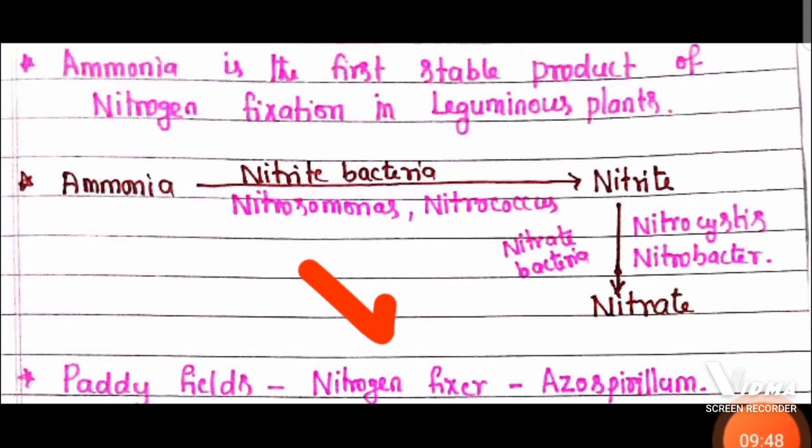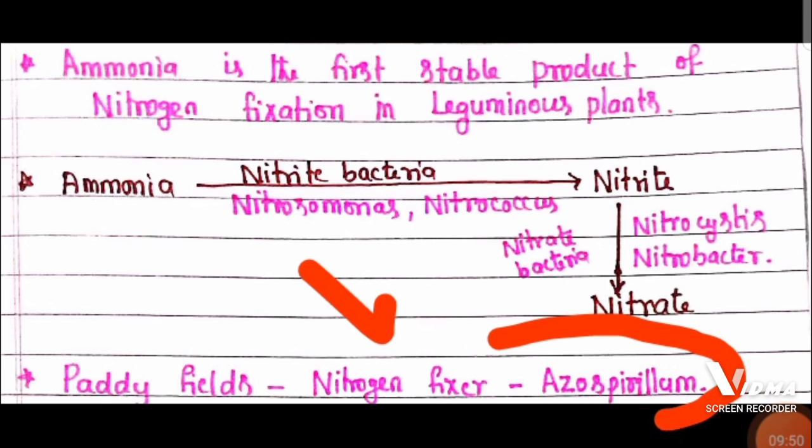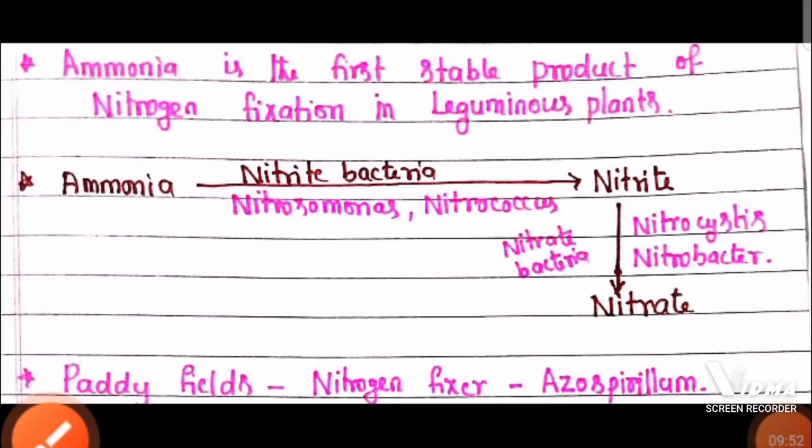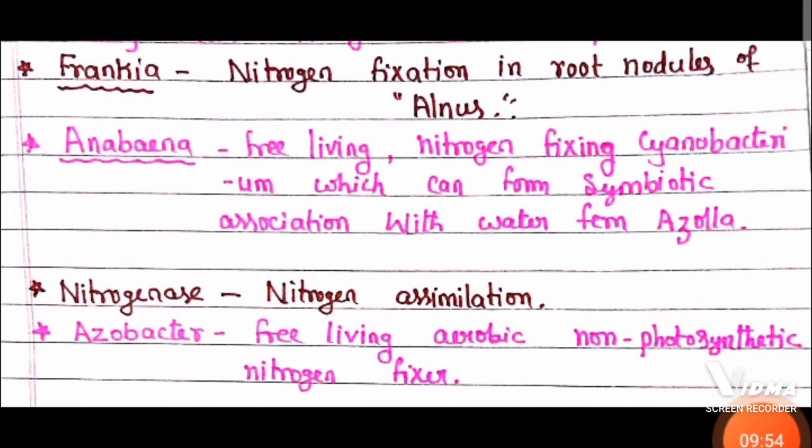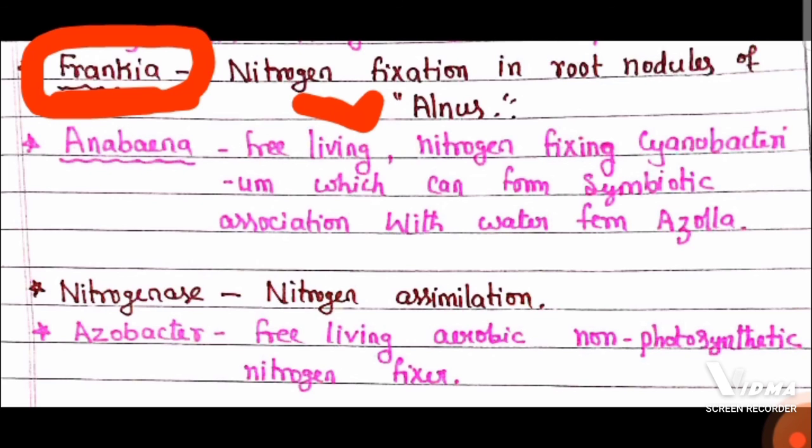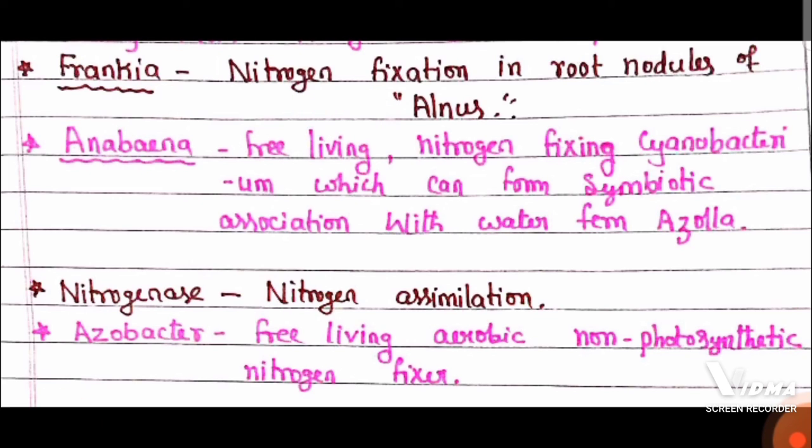In the paddy field, the nitrogen fixer is a bacterium called Azospirillum. Azospirillum in the paddy field fixes nitrogen. Frankia fixes nitrogen in the root nodules of Alnus. In the root nodules of Alnus, Frankia is going to fix nitrogen from the atmosphere.